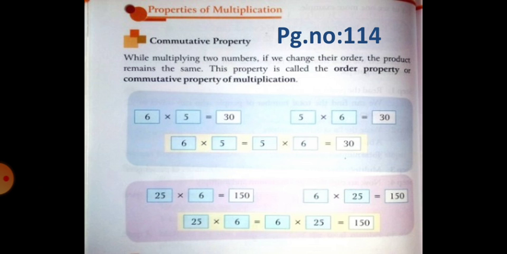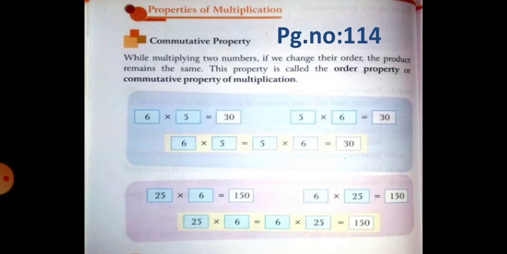So the first property, commutative property. While multiplying two numbers, if we change their order, the product remains the same. This property is called the order property or commutative property of multiplication. While multiplying two numbers, if you change only their order, the product remains the same.